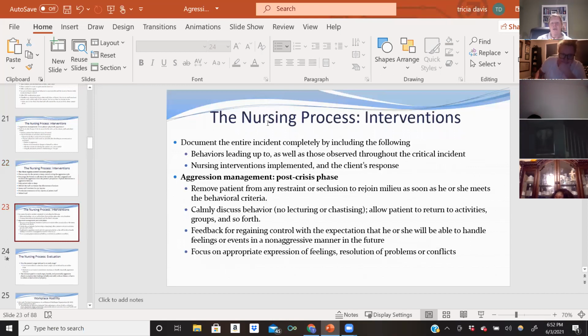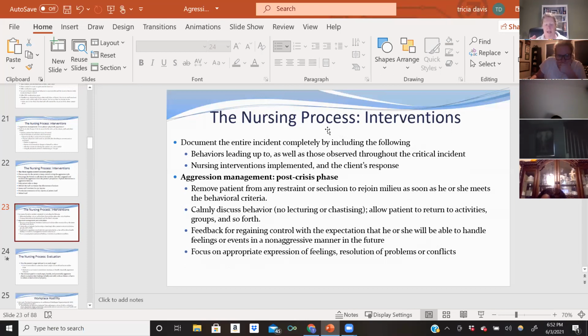We also want to make sure that we document the entire incident completely. We want to include all of the behaviors that led up to the aggressive episode and those that were observed through the critical incident. We want to discuss and document any nursing interventions that we implemented and how the client responded to them. So did we have to give an IM injection of Haldol? How did he respond? Did we have to use restraints? How did he respond? Did we implement less restrictive measures first?